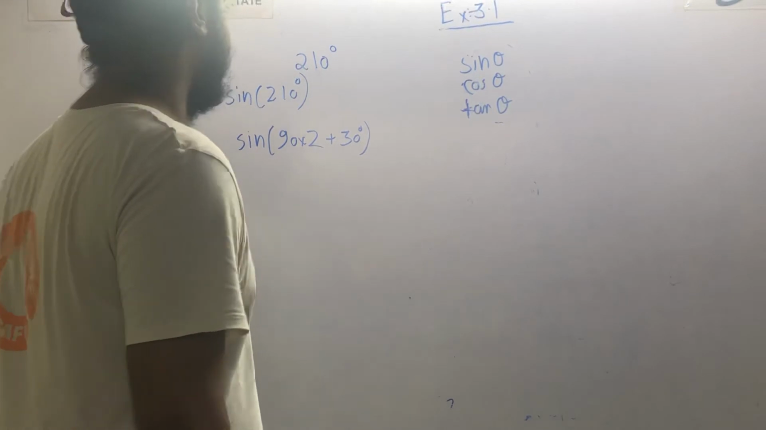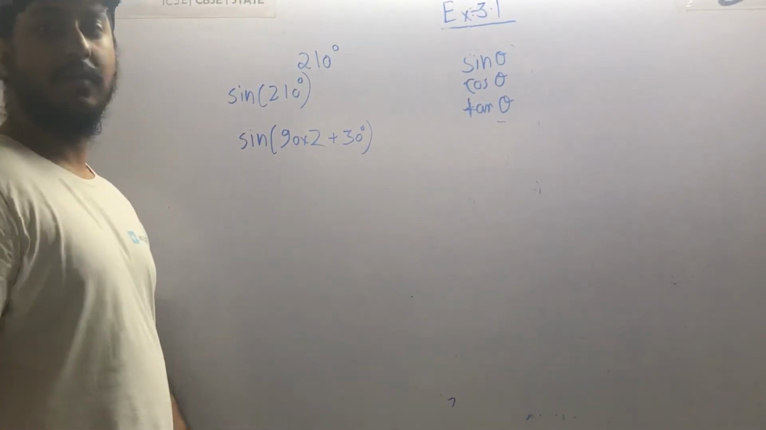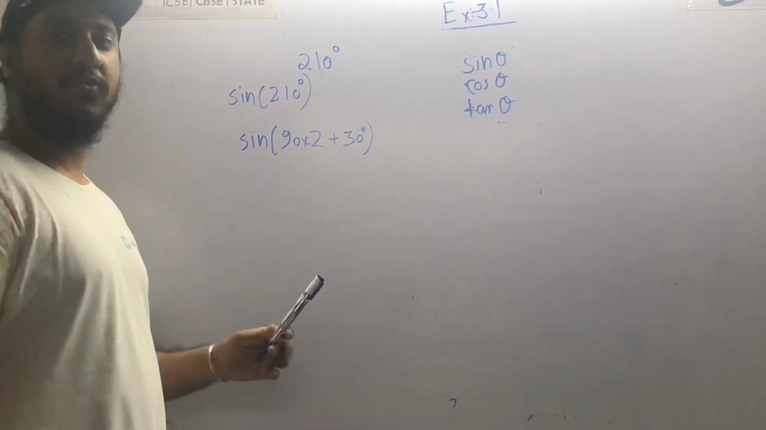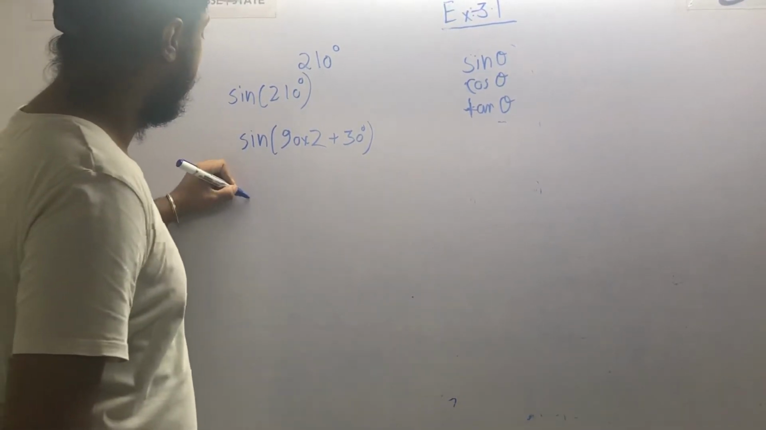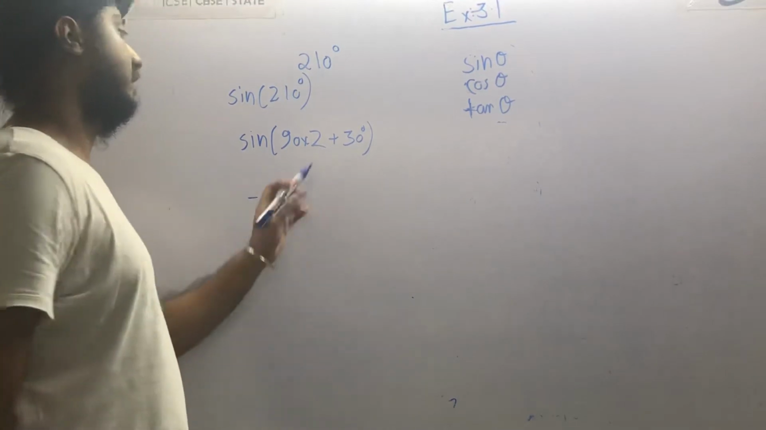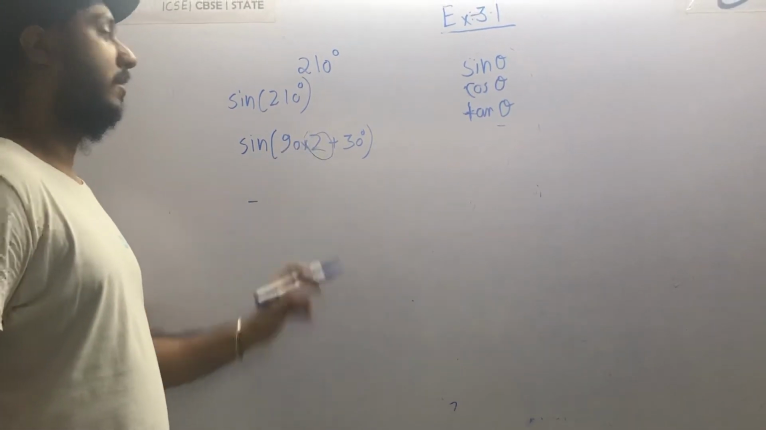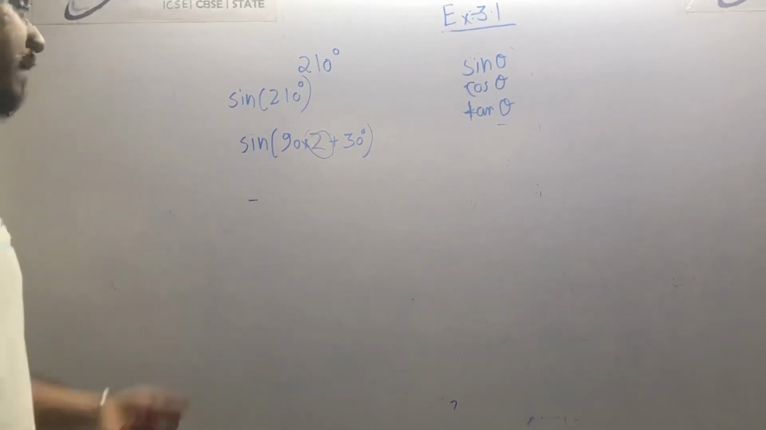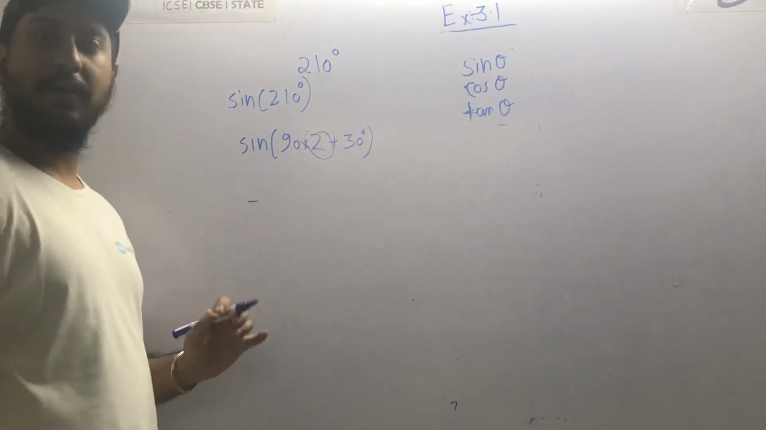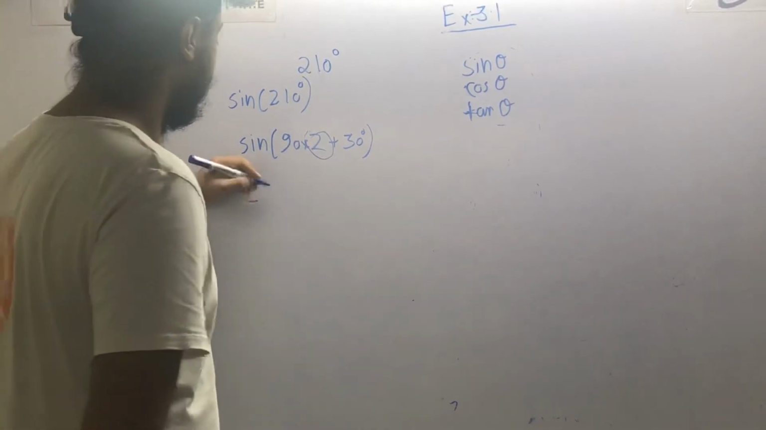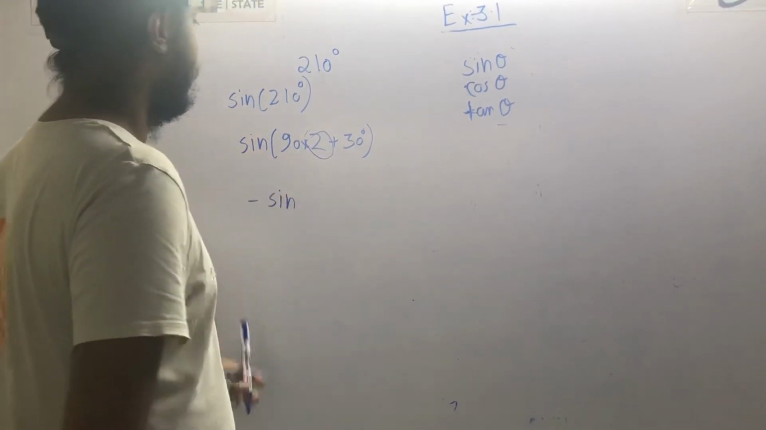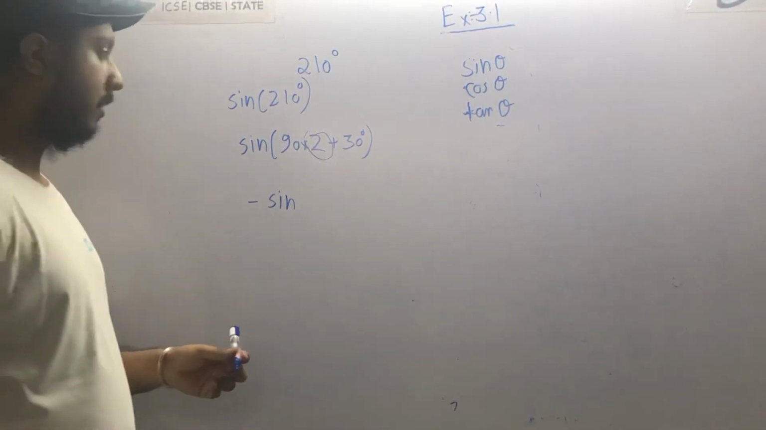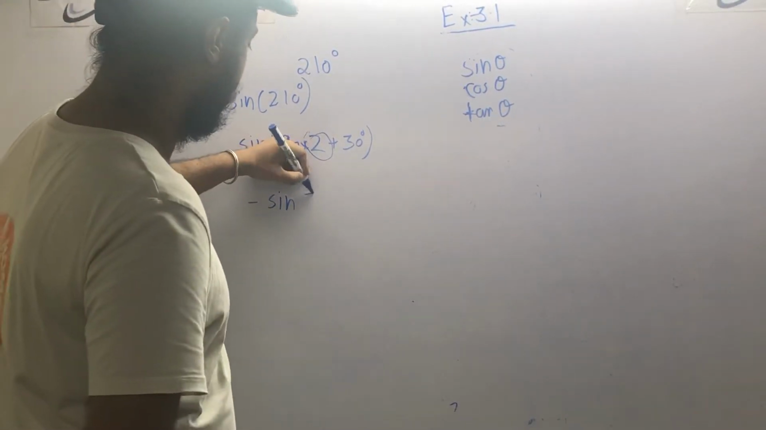So in the third quadrant, what is the sign of sine? Sine is negative in the third quadrant, as I have shown you before. Sine will be negative. Next, what is the multiple of 90 here? It is even. If there is an even multiple, what will happen to sine? Will it change to cos or not? It will not change. It will remain the same. So you will get sine here, and last is 30 degrees, the angle here.